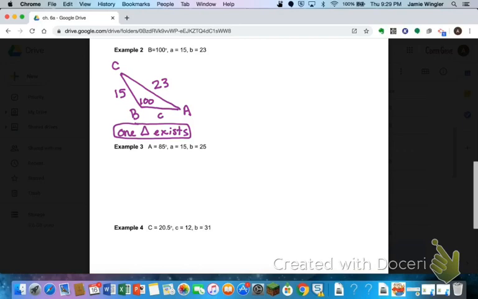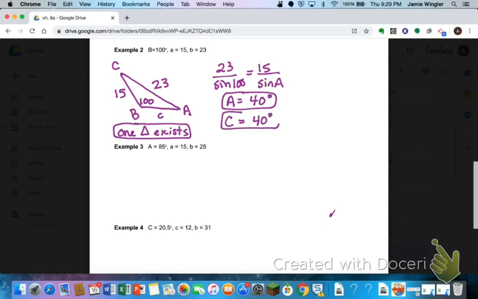So I'm going to do the law of sines and take 23 over the sine of 100 and set it equal to 15 over the sine of A. When I cross multiply, I am going to have to take the inverse sine because I'm looking for an angle, and angle A ends up being 40 degrees. When I add 40 and 100, I get 140. So 180 minus 140 gives me 40 degrees for angle C. Since those angles are both equal, I know this is an isosceles triangle, so I could just use my isosceles triangle rules to find side C, and I know that side C has to be 15.